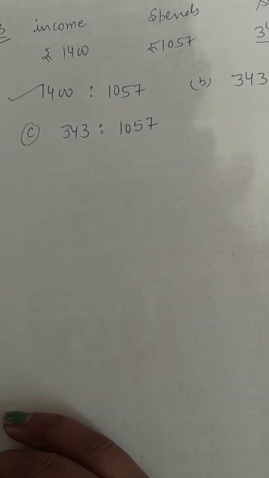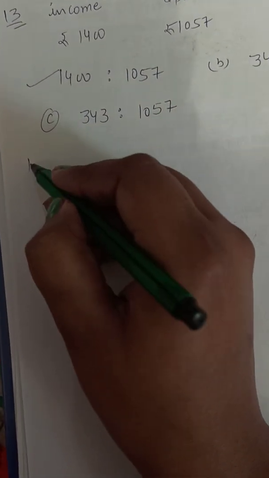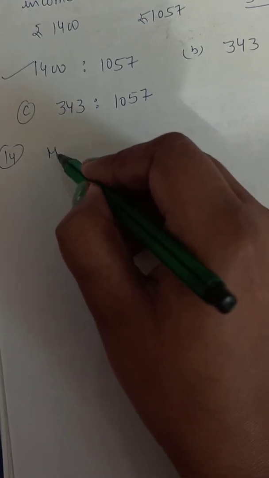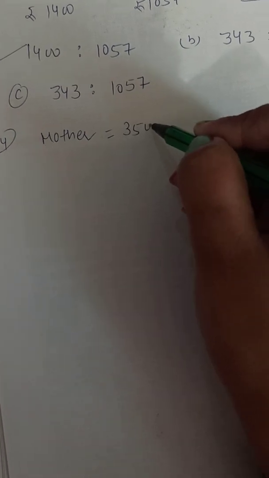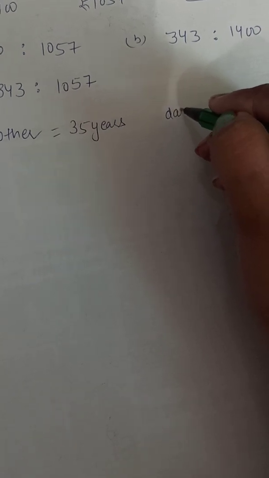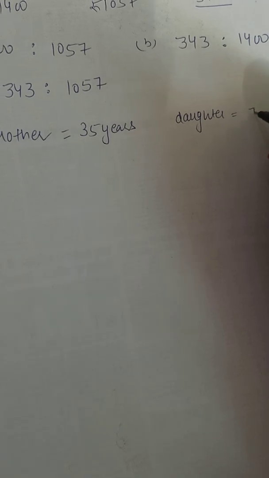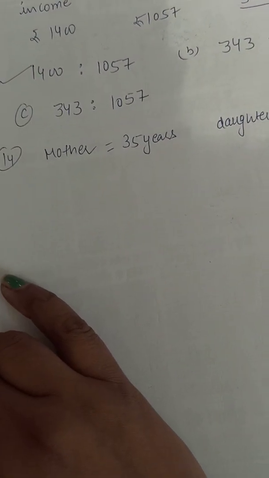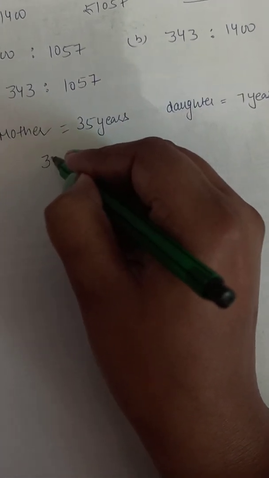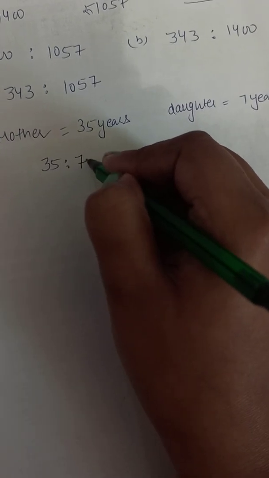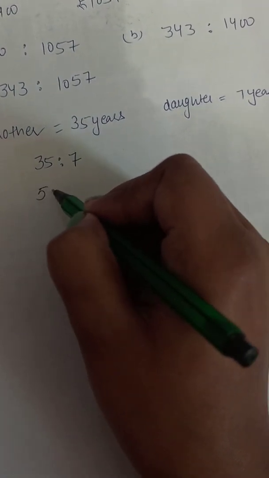After this, our next question, that is question number 40. Present age of mother is 35 years and that of her daughter is 7 years. So the daughter is how much? 7 years. Now find the ratio of the present age of mother to the present age of daughter, means 35 ratio 7. So here 5 ratio 1 will come.